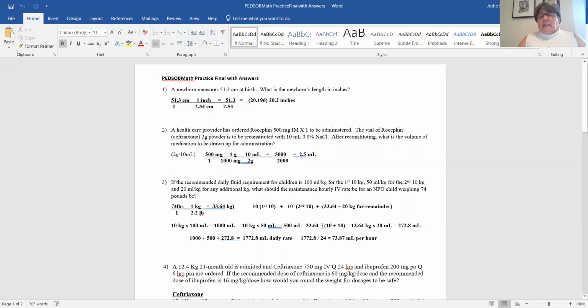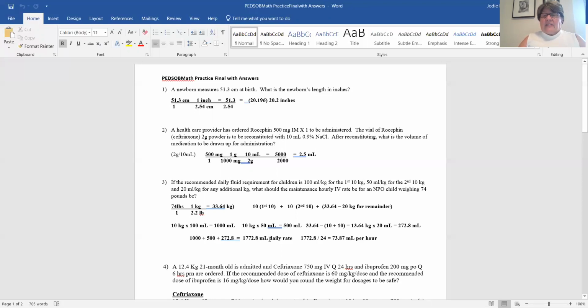And then subtracting those first 2 tens from the total of 33.64, you have 13.64 kilograms left. And all of those will be multiplied by the 20 per kilogram rate, giving 272.8 milliliters. And then you're simply going to add all those together. So the 1,000, the 500, the 272 is 1772.8, the daily rate.